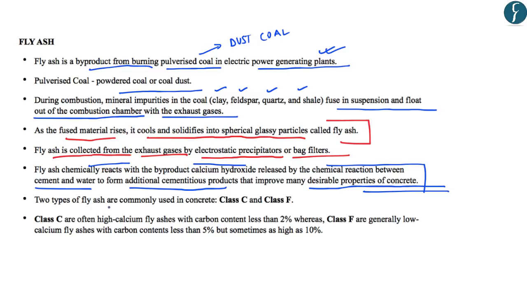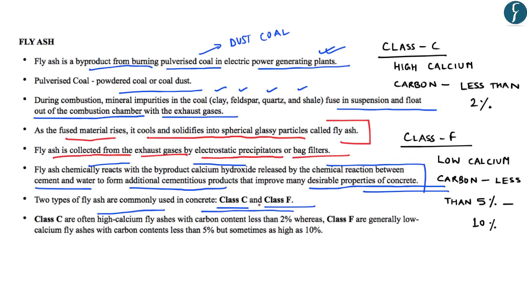Now, two types of fly ash are commonly used in concrete, mainly class C and class F fly ash. Now with respect to class C fly ash, it says that class C fly ash has high calcium content and less carbon content, that is less than 2%, whereas class F fly ash has low calcium content and has carbon content ranging between 5% to 10%. So these are the two categories of fly ash.